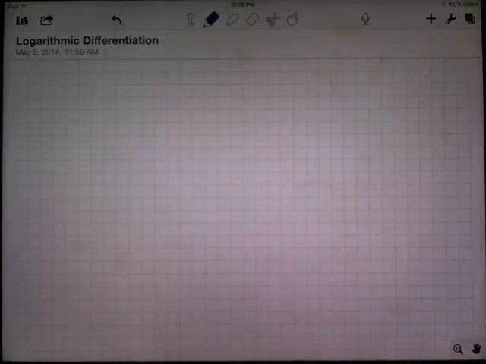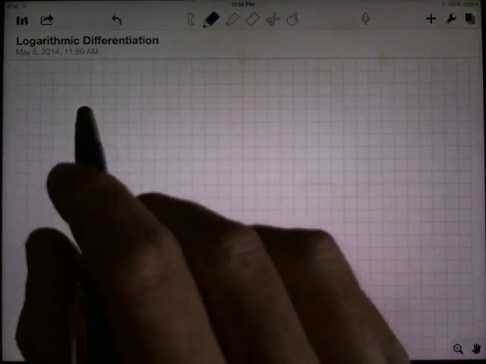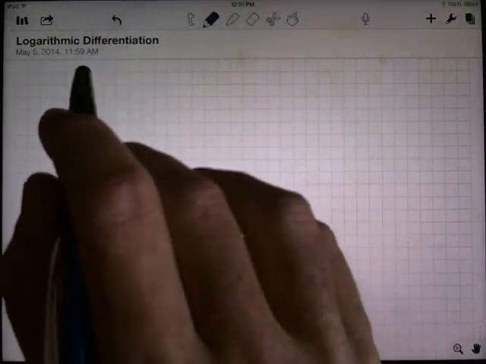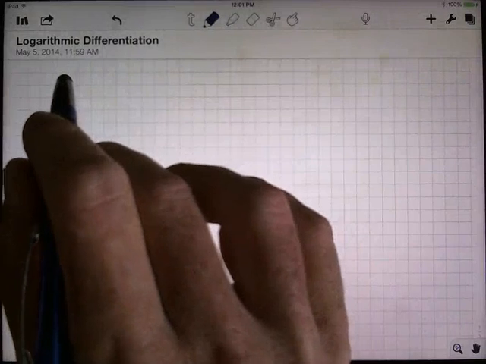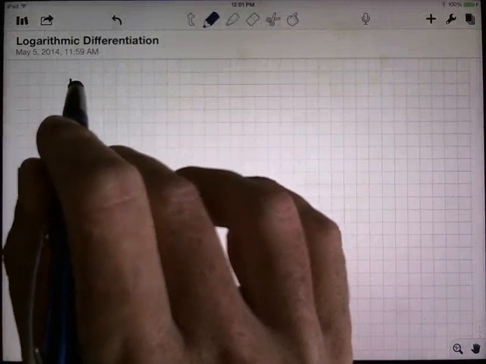In this video, I want to show you how to exploit the properties of the natural log and the easiness of taking derivatives of stuff inside of natural log. We have this thing called logarithmic differentiation. Here we go. Here's an example of how it works.